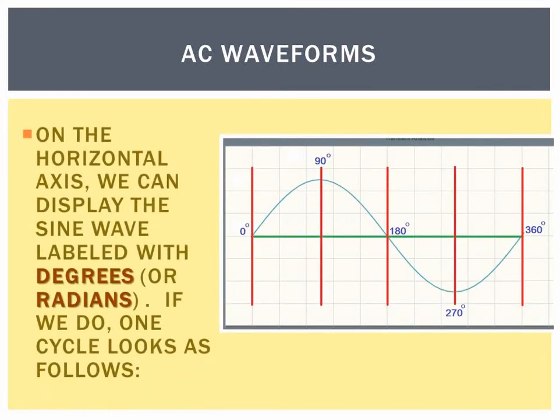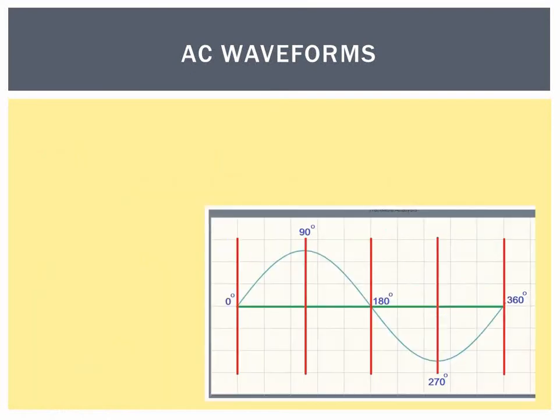On the horizontal axis, we can display the sine wave labeled with degrees or radians. If we do, one cycle looks as follows. We can see that the voltage at 0 degrees, 180 degrees, and 360 degrees is 0 volts. At 90 degrees, it reaches its maximum positive voltage. And at 270 degrees, it reaches its maximum negative voltage.